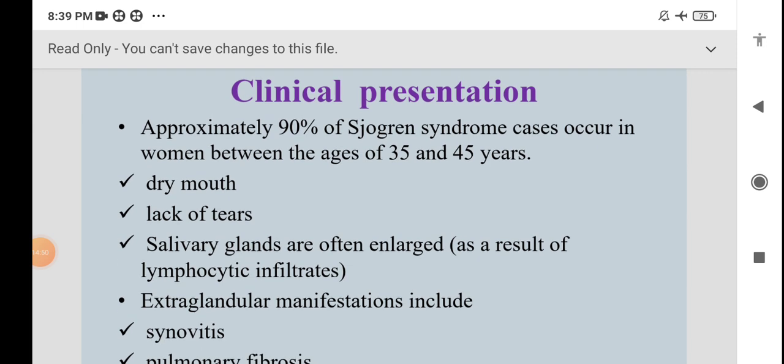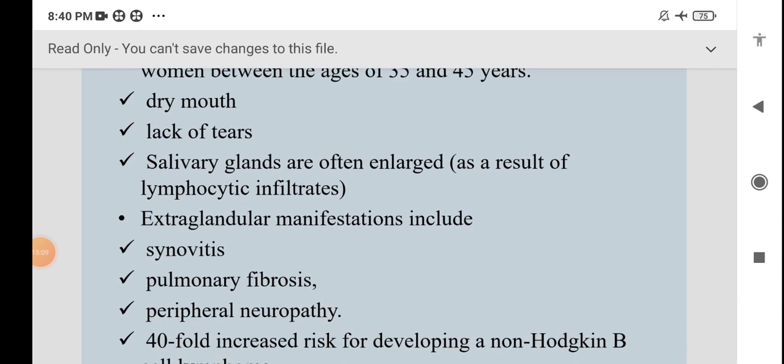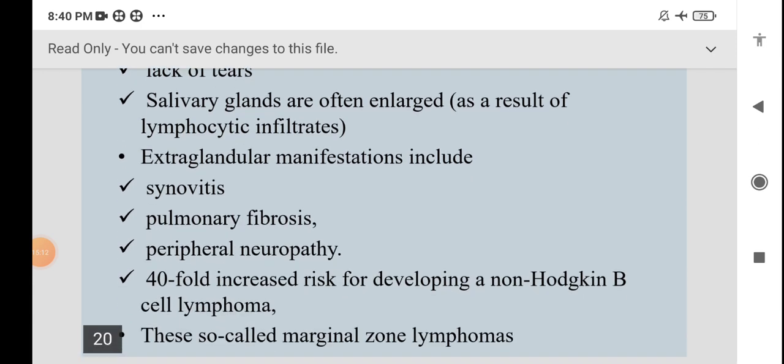Clinical presentations: approximately 90% of Sjogren's syndrome cases occur in women between the ages of 35 and 45 years. Dry mouth, lack of tears, salivary glands are often enlarged as a result of lymphocytic infiltrates. Extraglandular manifestations include synovitis, pulmonary fibrosis, peripheral neuropathy, and a 40-fold increased risk for developing a non-Hodgkin's B-cell lymphoma.